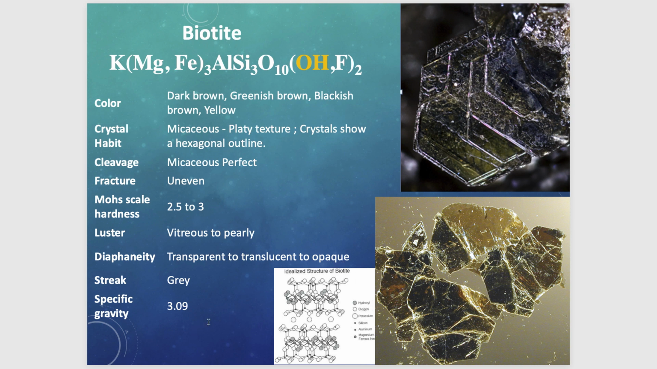If you look at the structure, this is the idealized structure of the biotite. You can see in white here oxygen coordinating with silica or aluminum, and down here you have the octahedral site, and you can see here the hydroxyl and oxygen dominating coordination with the magnesium in this particular example of biotite.